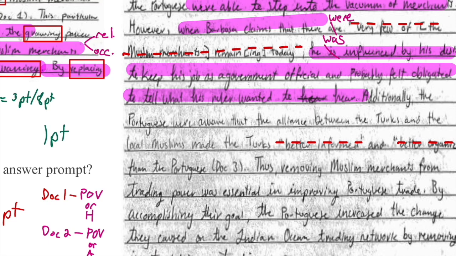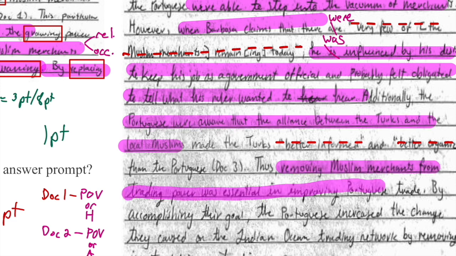Additionally, the Portuguese were aware that the alliance between the Turks and the local Muslims made the Turks better informed and better organized than the Portuguese. They used document 3. Aha! Now they've earned a point, a content point, but just 1 because they've only used 3 documents. If they want to get 2, they have to do 4 documents. So we can add this to the score. 3 plus 1 equals 4 out of 8.